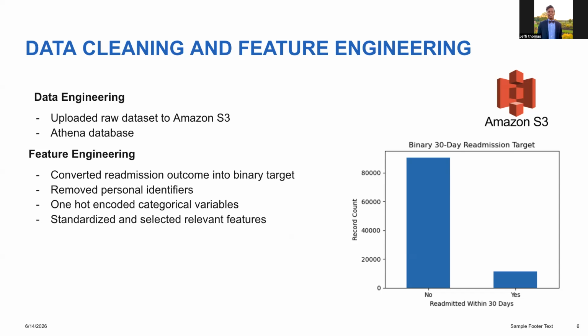For feature engineering, we first converted the original readmission categories into a binary target suitable for classification. We also removed identifiers that did not provide predictive value. Since many variables were categorical, we applied one-hot encoding to transform them into numerical features that the machine learning algorithms can process. Then we cleaned and standardized feature names to ensure compatibility with SageMaker services. So the result was a clean and structured data set that could be consistently used for training, validation, testing, and monitoring throughout the MLOps workflow.